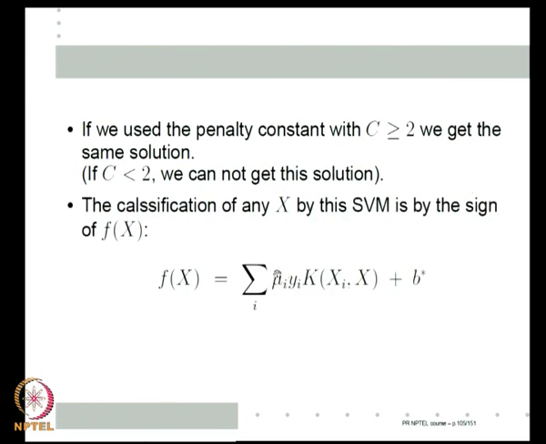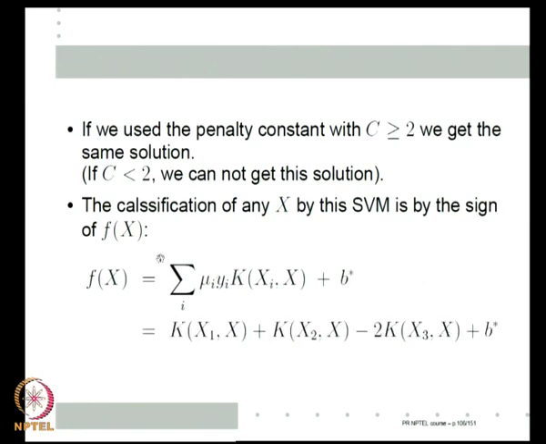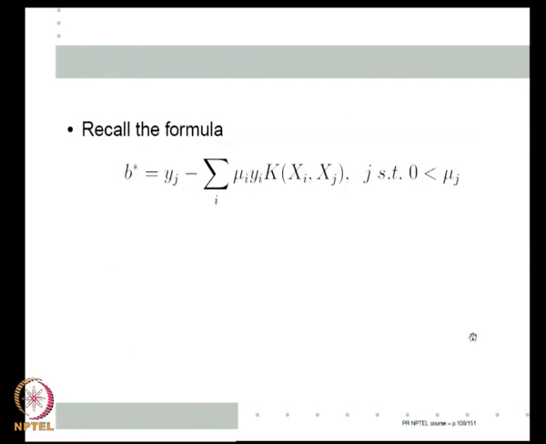So, the classification by this SVM for any new feature vector x is determined with the sign of f of x, where f of x is the sum of mu i y i k of x i, x plus b star. Let us first calculate b star to understand what this is. So, this is k of x 1, x, mu 1 is 1, y 1 is 1, plus k of x 2, x, mu 2 is 1, y 2 is 1, minus 2 k of x 3, x, because mu 3 is 2 and y 3 is minus 1, plus b star. Because I know x 1, x 2 and x 3, if you give me x, I can calculate all this. So, let us first calculate b star.